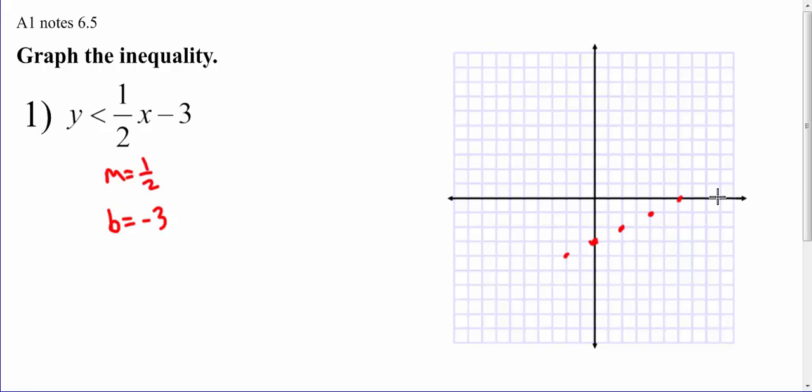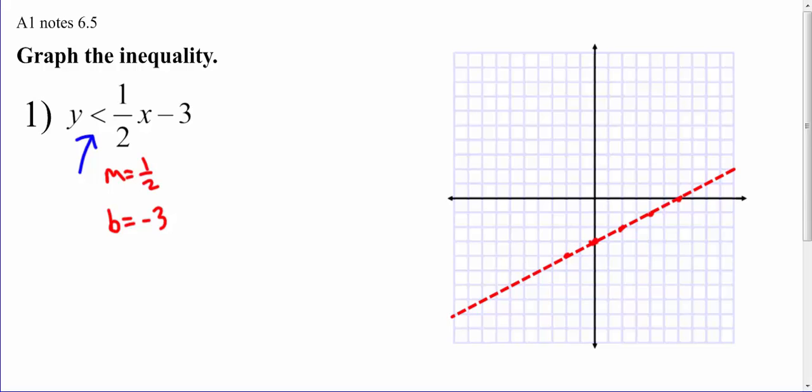Now I'm going to use a little tool. I have a bit of an advantage. So we will do this, and you'll notice that my line is dashed. That comes from the less than symbol that you see right over here.